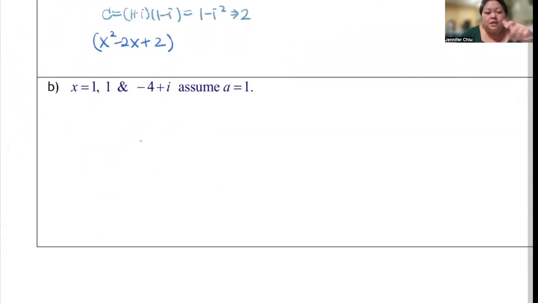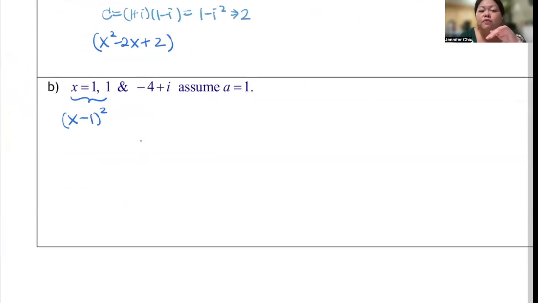Okay, continue the idea here. We have x equals 1 and then 1 again. So what this is trying to tell you is that there is a multiplicity part here. So with these two combined, you have x minus 1 twice, so you have x minus 1 squared. You don't need to multiply it out. This is factor form, so leave it as x minus 1 squared.